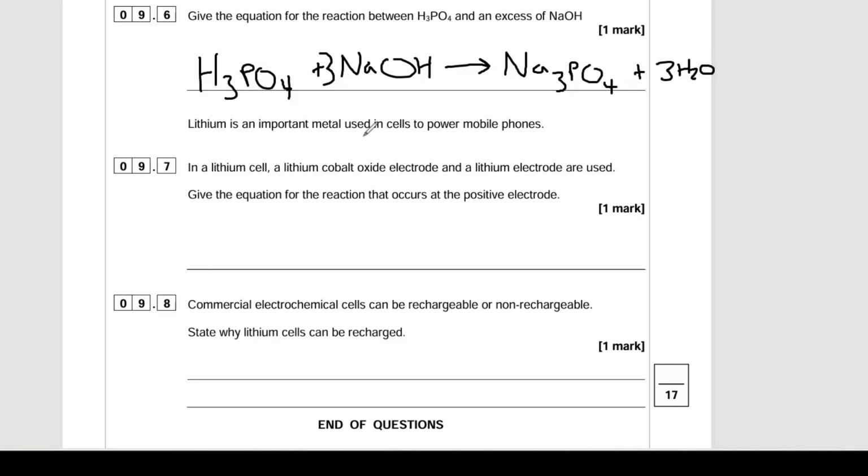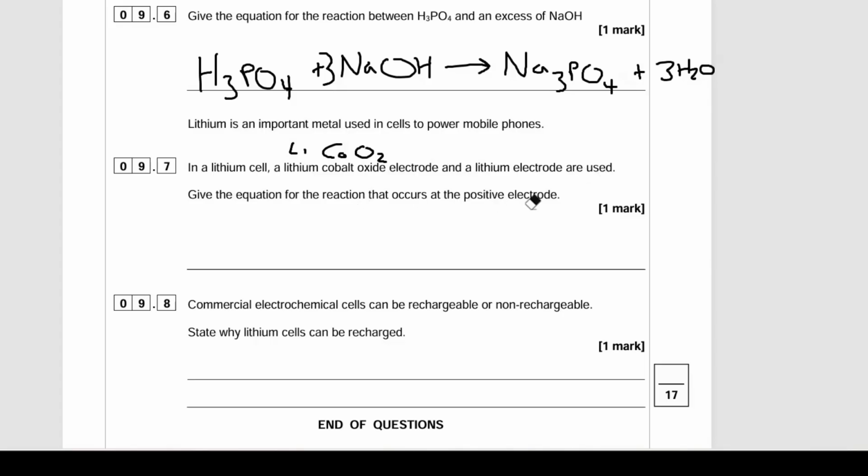Lithium is an important metal used in cells to power mobile phones. In a lithium cell, a lithium cobalt oxide electrode. So lithium has the formula Li, cobalt, Co, and oxygen like this. So that is a 2, isn't it? Because that is 3 plus, that's 1 plus, and that's plus 3, right? That's going to be minus 4. So that's going to cancel those out. Okay, so it's that. And a lithium electrode are used.